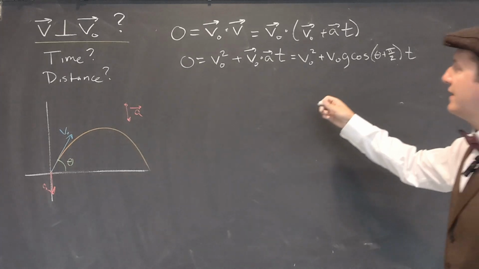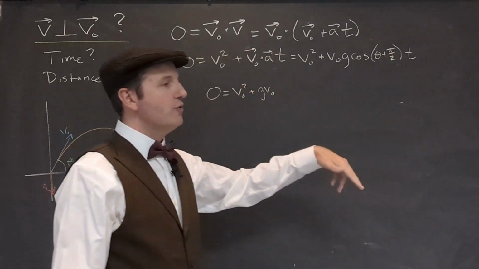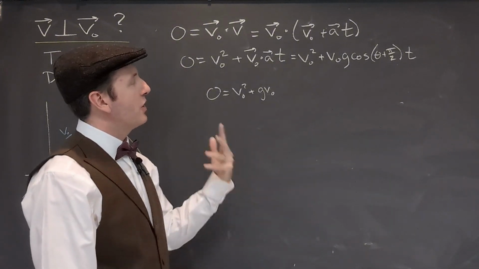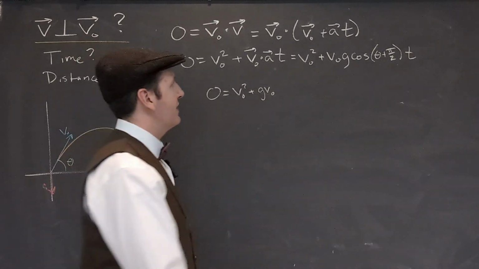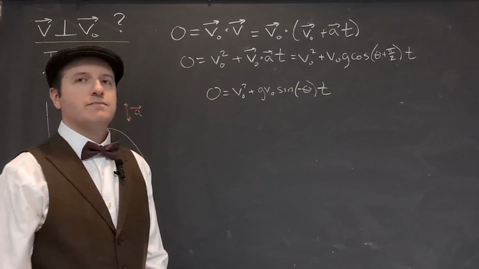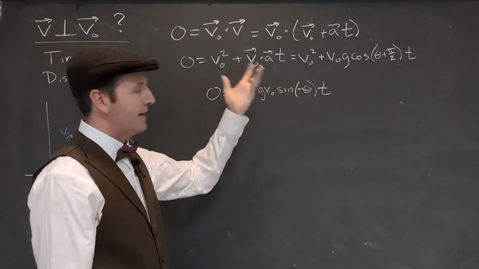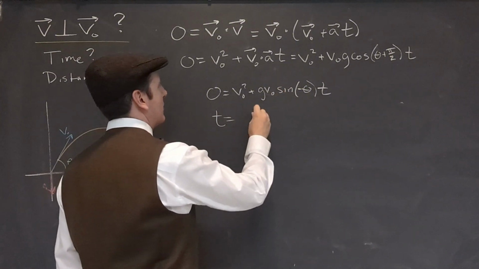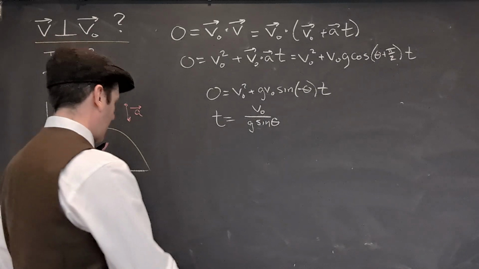Let's do a little bit of trig to simplify that. Cosine of pi over 2 plus theta would be the same thing as sine of negative theta. So I'm using a cofunction identity there. And of course, sine is odd, so I can pull out the negative sign, and I can solve for t. We need that to be negative, so that when I divide it over, I'll get v naught over g sine theta. Okay, so that is our time.